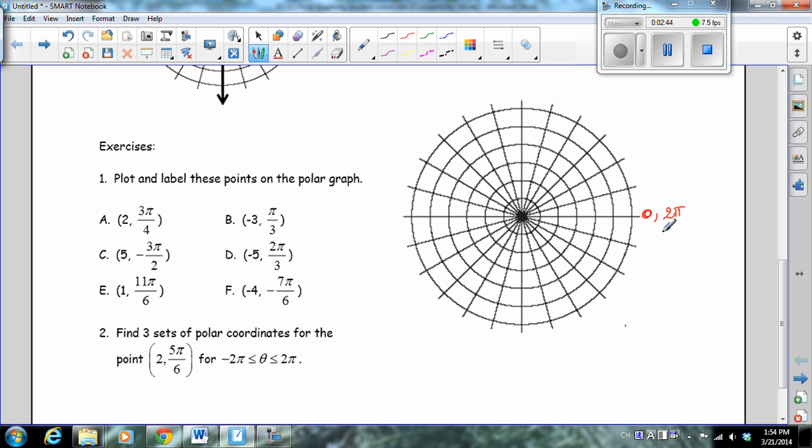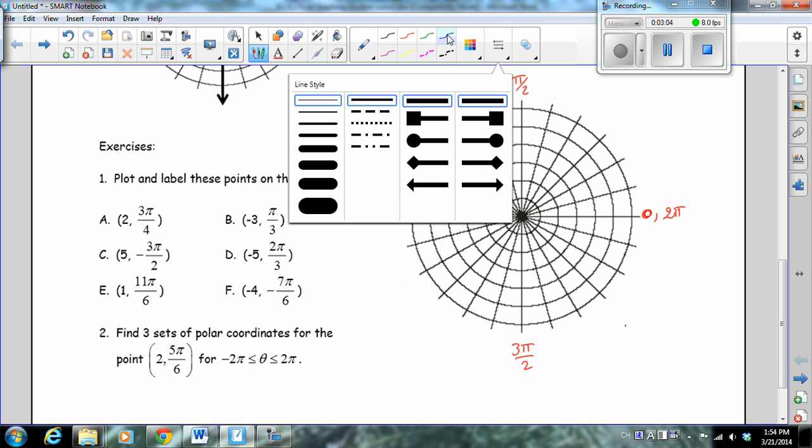The next obvious point on the unit circle is the point pi. And pi can be plus or minus pi, but I'll leave it as pi. Halfway between 0 and pi, I have pi over 2. Across from this, I have my 3 pi over 2. Let's go ahead and quickly fill up the rest.